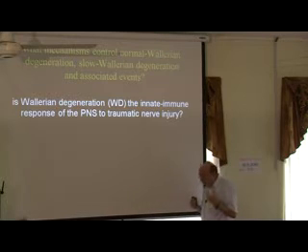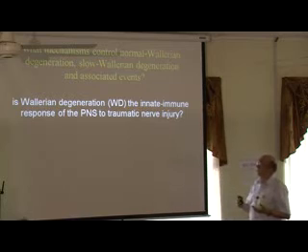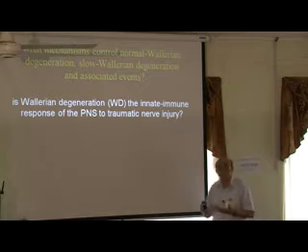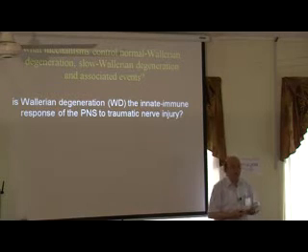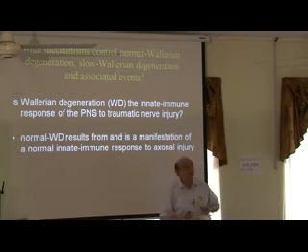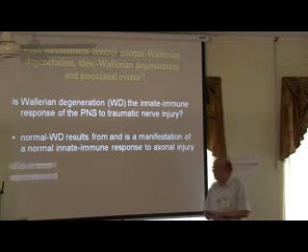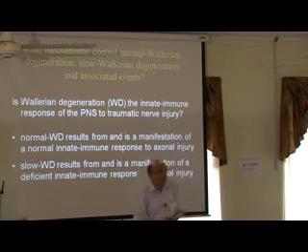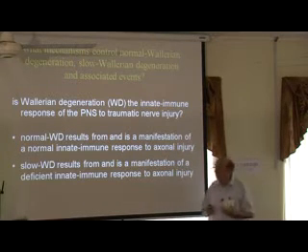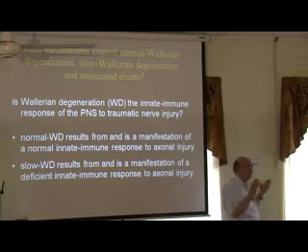So we now look at the possibility that Wallerian degeneration is in fact the innate immune response of the peripheral nervous system to traumatic nerve injury. And if that is indeed the case, then normal Wallerian degeneration is a manifestation of a normal innate immune response, whereas slow Wallerian degeneration results from and is a manifestation of a deficient innate immune response. So we set out to test this hypothesis, and we looked at 2 principal features.